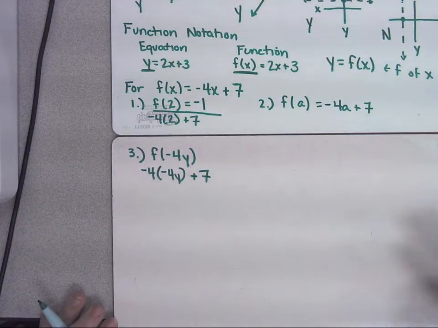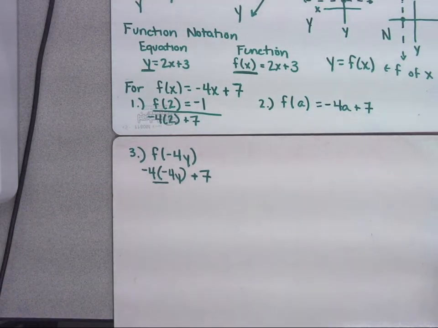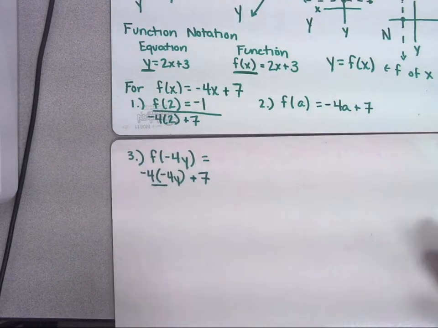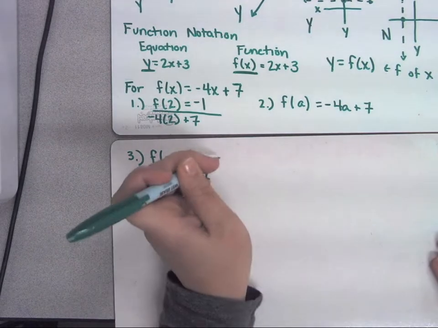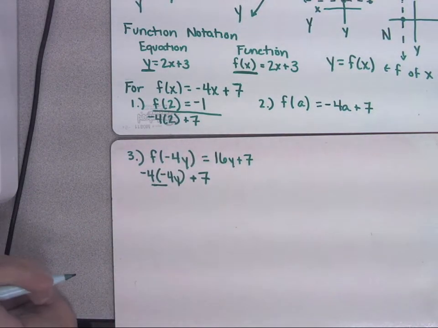What operation do we have to use up there? What's going on with the negative 4s? Multiplication. What's that turn into? What's my final answer? 16y plus 7, because the beautiful negatives just cancel out. And since it's 16y and 7, can I add those together? Why not?